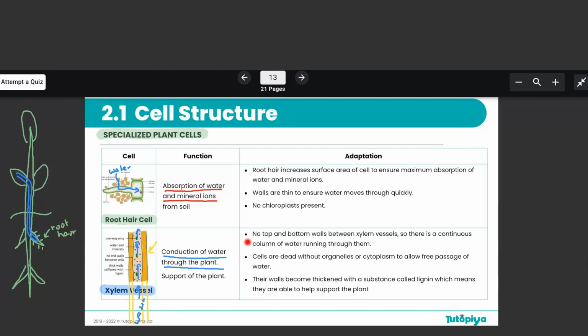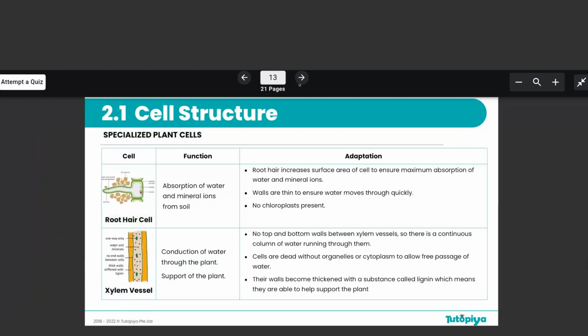And in addition to that, there is also another unique feature of these cells. The walls of these cells have become thickened with a substance called lignin. So there's this substance called lignin which has been deposited in the cell walls of these xylem vessels. And lignin helps to support the plant. So this is actually a secondary function of the xylem tissue, to give support to the plant. And this is done by means of the lignin that has been deposited in the cell walls of these xylem vessels. So that's our second specialized plant cell.